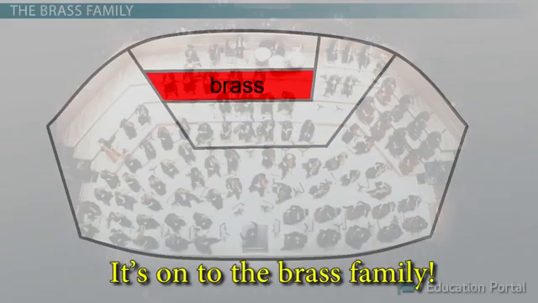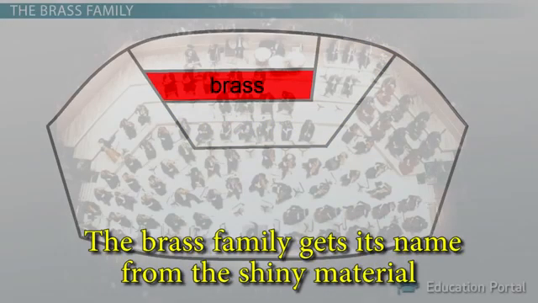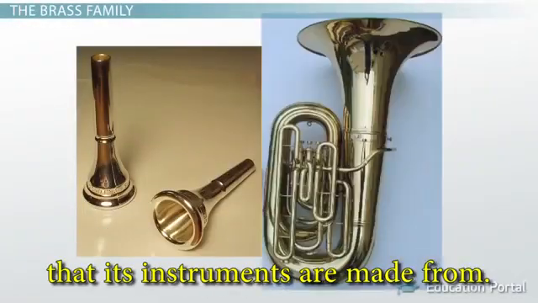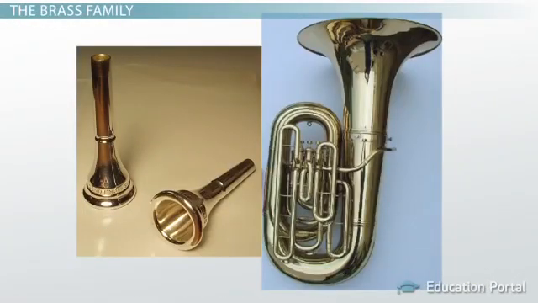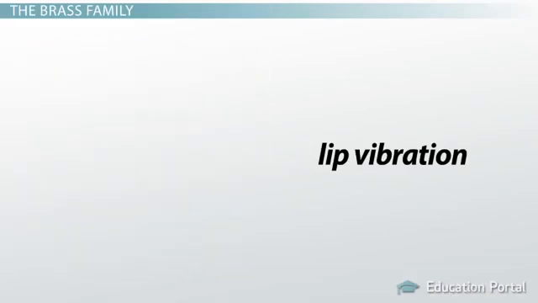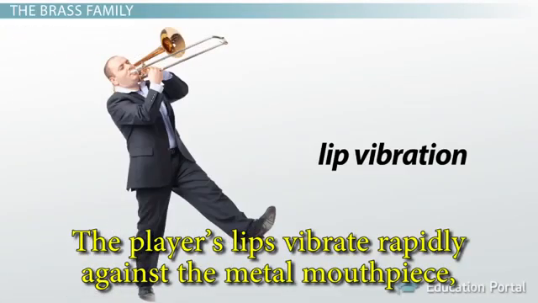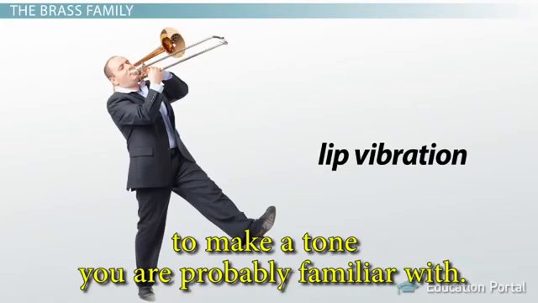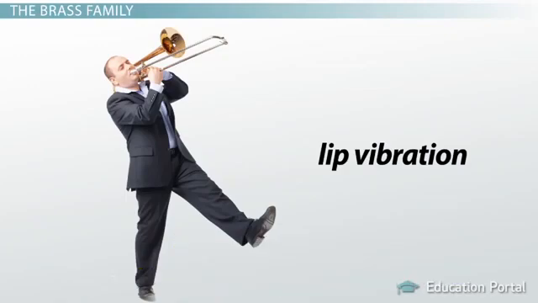It's on to the brass family. The brass family gets its name from the shiny material that its instruments are made from. All brass instruments use the player's lip vibration and air to make sound. The player's lips vibrate rapidly against a metal mouthpiece, and the buzzing sound produced bounces and echoes its way through the instrument to make a tone you're probably familiar with.